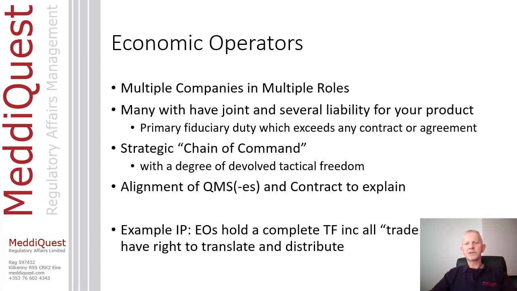Many have joint and several responsibility on the product, and that gives them a primary fiduciary duty which exceeds any contract or agreement. So when they say they are liable for the product, they are really legally liable for the product. Don't take on the role of an economic operator lightly if you don't understand the legal responsibilities of it. There needs to be a strategic chain of command such that the manufacturer stays in control of their own product, but there's a degree of devolved tactical freedom because you have to give the economic operators the freedom to discharge their legal duties. And there needs to be an alignment of the various quality management systems and contracts.